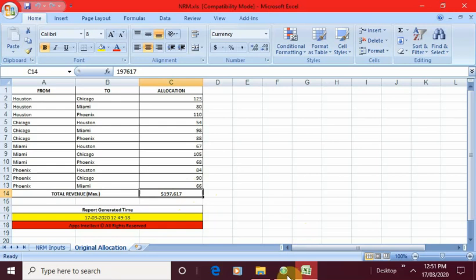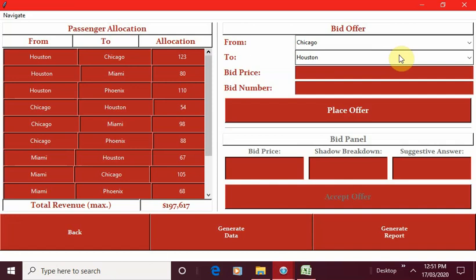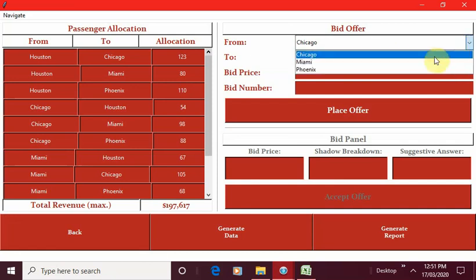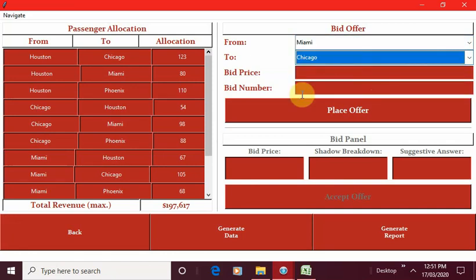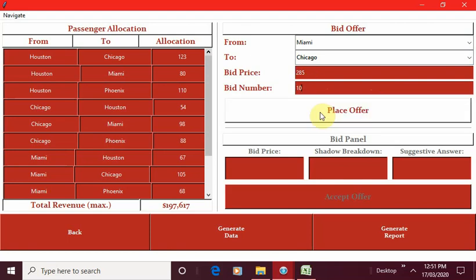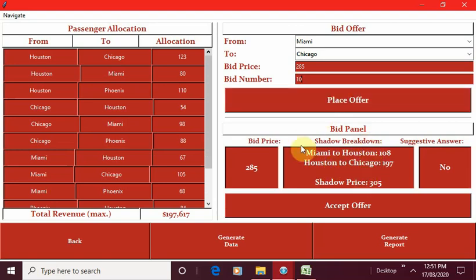So this is one part of this application. Let's go to the other part. Let's assume there is an offer from a particular airline stating that they want to fly from Miami to Chicago, and their offer bid price is $285 per seat, and they want to book 10 seats. Let's place this order, and here you can see the shadow price breakdown. Miami to Houston is 108, and Houston to Chicago is 197.